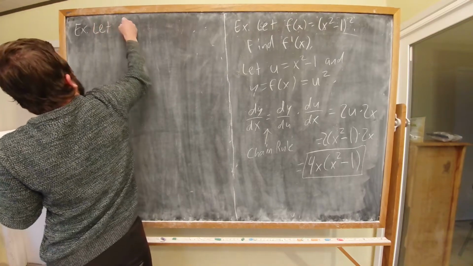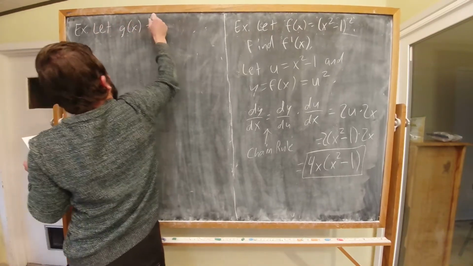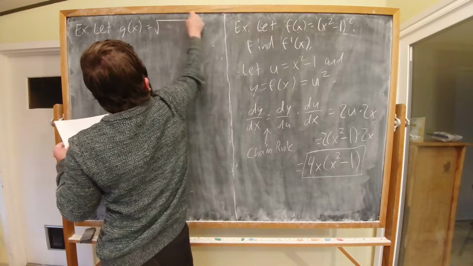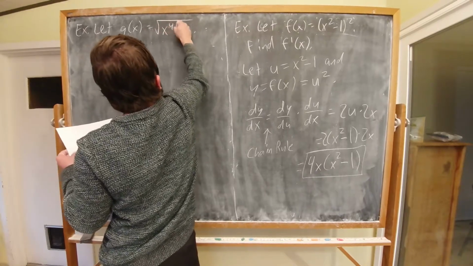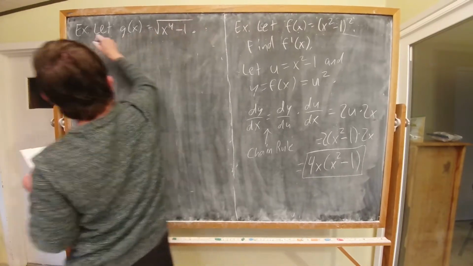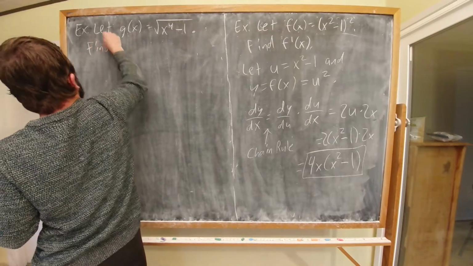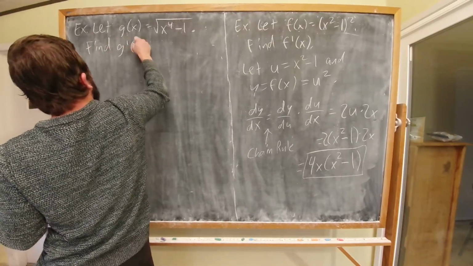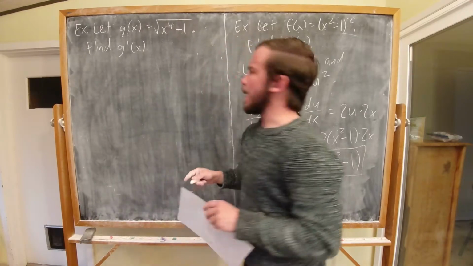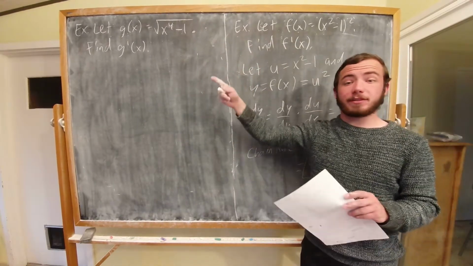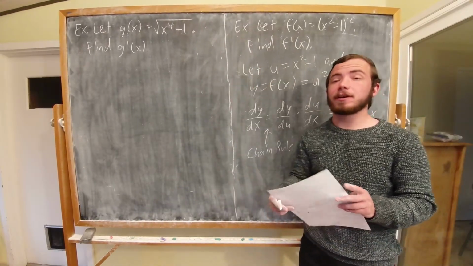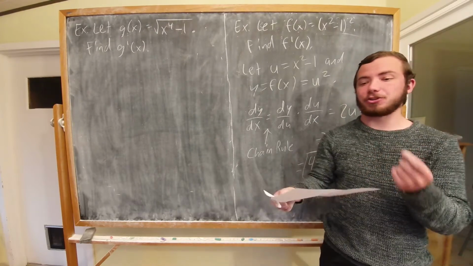Let g of x be the square root of x to the 4th minus 1, and our goal is to find g prime of x. Okay, try doing this one yourself. Pause the video, sketch it out on a piece of paper, see what you do, and then we'll come back and do it together.